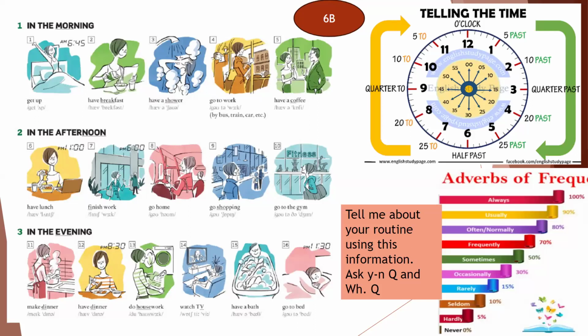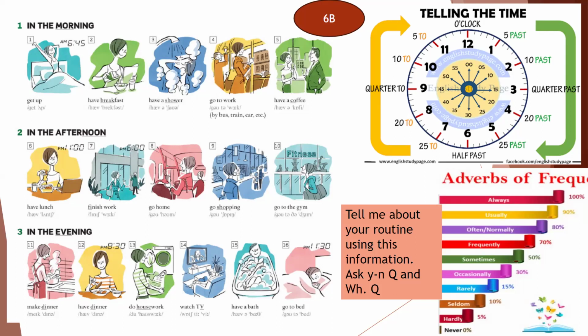So these are the activities that we are going to describe with time and with adverbs of frequency, okay? So you are going to tell me in a video, in the next video, about your routine using this information. And also you are going to ask yes, no questions and WH questions. Okay? Esto es el próximo proyecto que tienen que hacer. Igual la descripción la van a tener ahí en el flip, donde subieron el video al inicio.